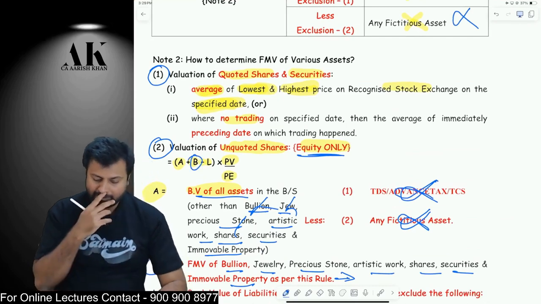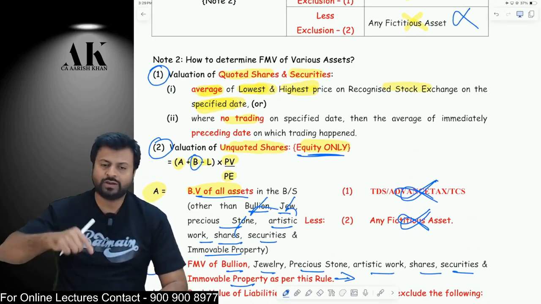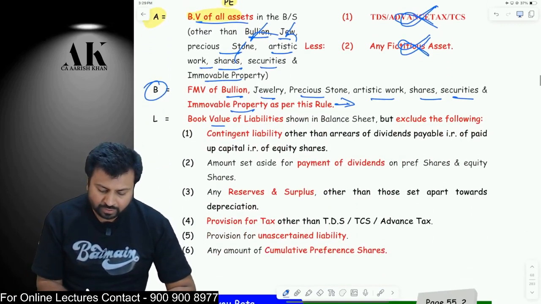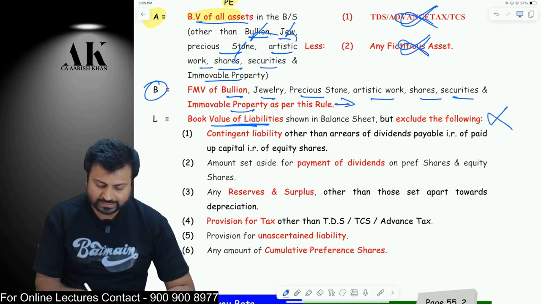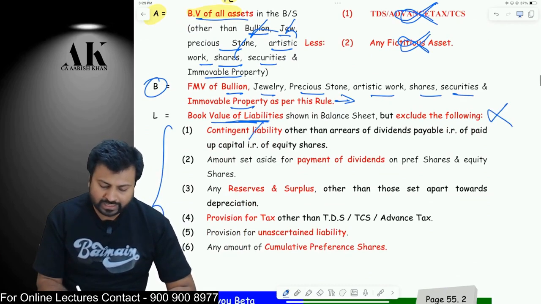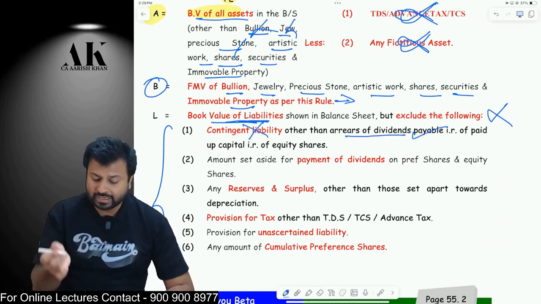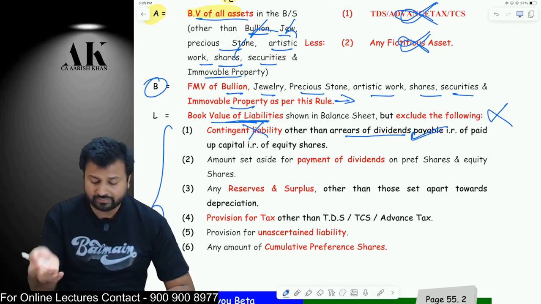Point number B says that you should value as per this rule. Then you should see the liability. You will take the book value of all liabilities, but you will not take the liabilities mentioned here. You will not take contingent liability other than arrears of dividend. Arrears of dividend you will take. Contingent liability you will not take, but arrears of dividend you will take.